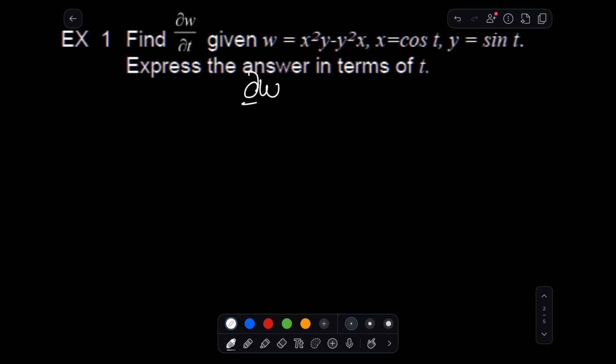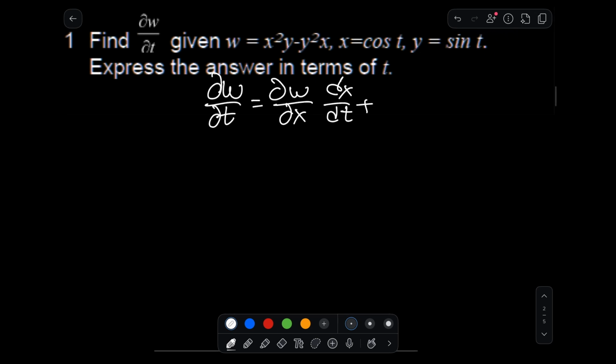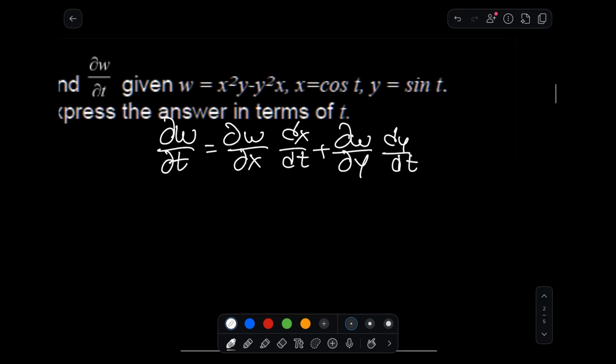So ∂w/∂t equals... actually, no, sorry. It should be ∂w/∂x times dx/dt plus ∂w/∂y times dy/dt. And let's just get all of our stuff out of the way.